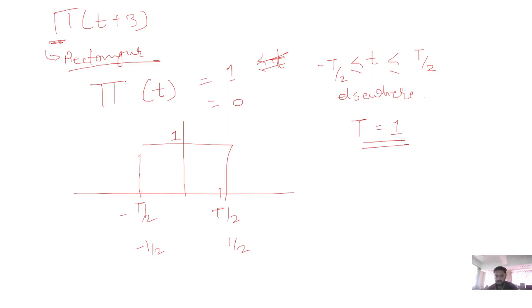So this is rect of T, you can pronounce it pi T. It represents the rectangular window, which has a value of 1 from minus half to half, and elsewhere it is 0. So here on the negative side it is 0, and also on the positive side it is 0. I hope I am clear. Okay, so whenever I write t plus 3, am I advancing or delaying?